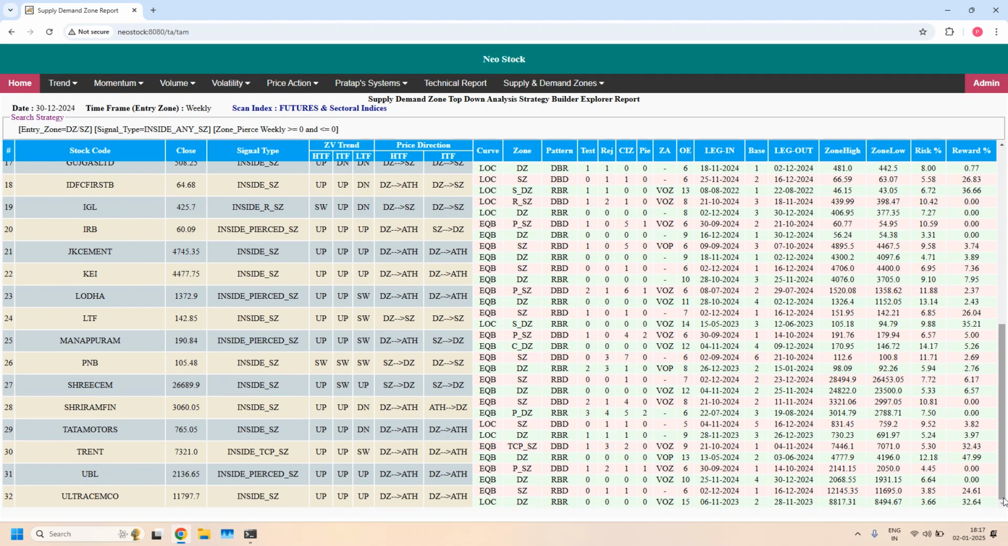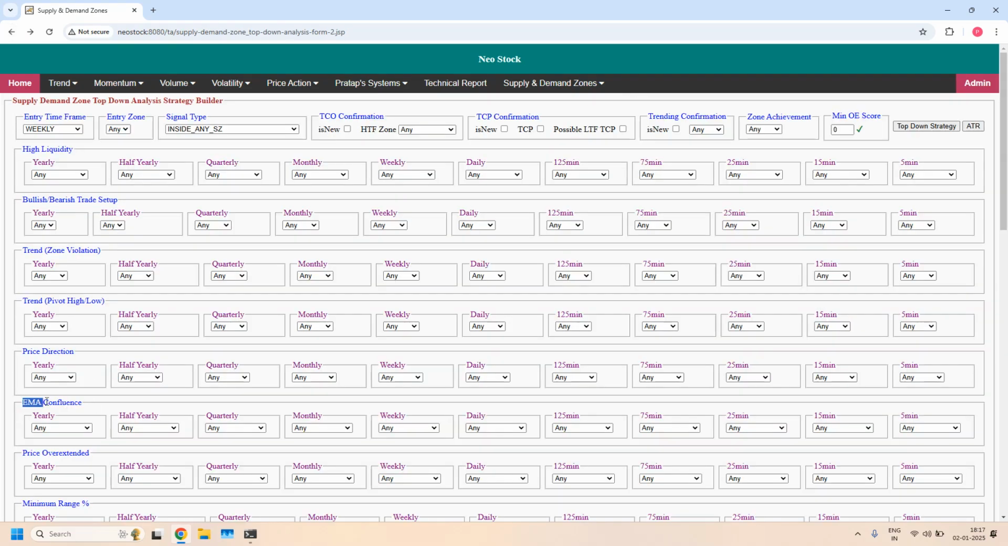Out of these 32, we can further filter based on the weekly supply zone having weekly EMA Confluence. Let us add EMA Confluence filter. So EMA Confluence at weekly time frame. This time I am selecting weekly supply zone having weekly EMA Confluence. And the trend on weekly time frame should not be sideways. It can be up or down.